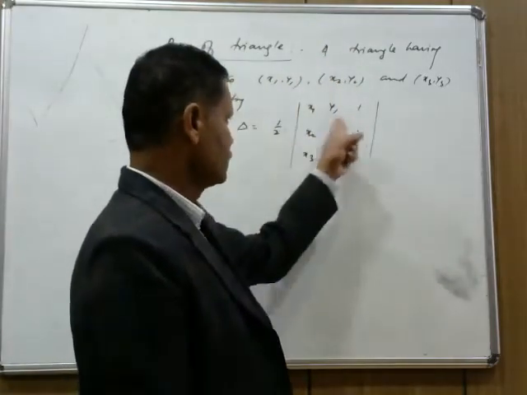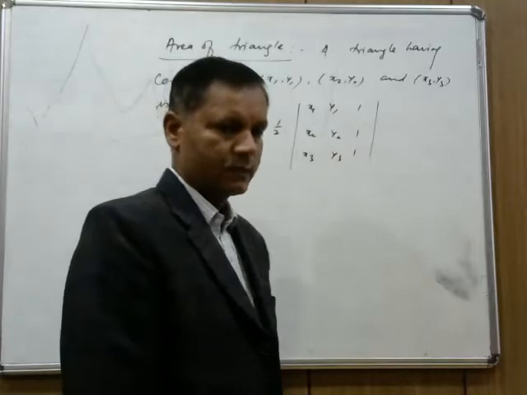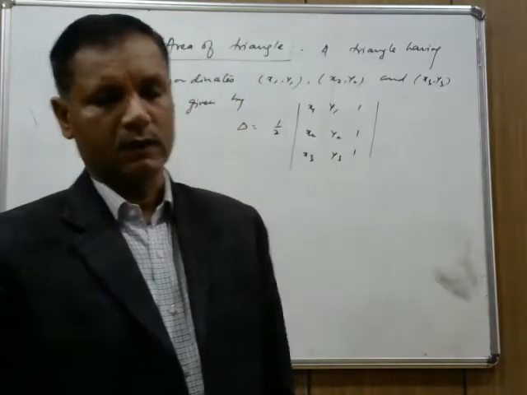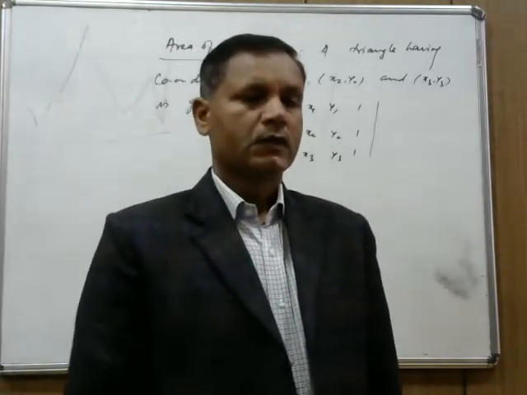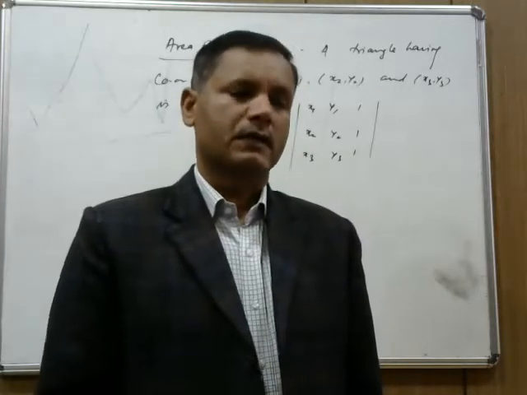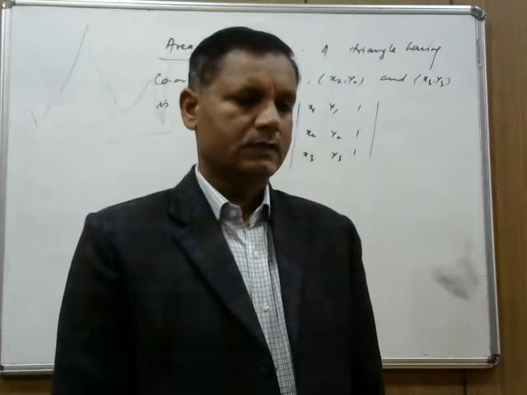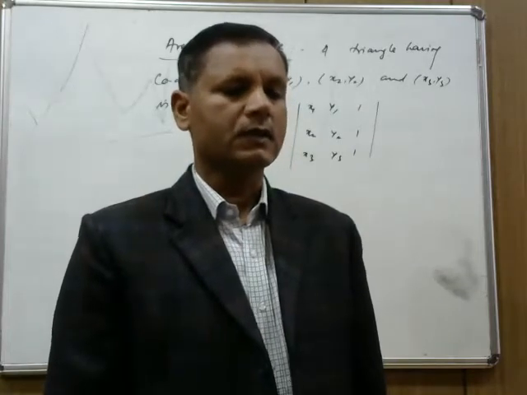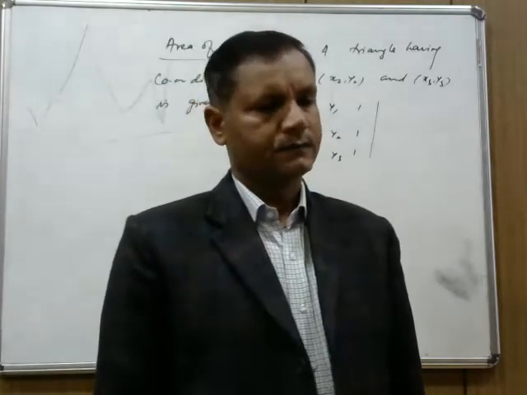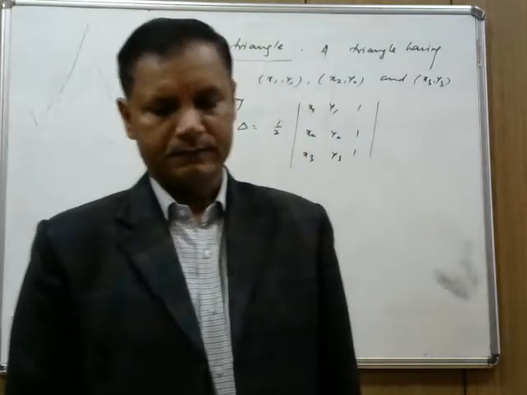And sometimes when the area of the triangle is given, and out of the three corners any two are given, you will be asked to find the third coordinate. In that case, you have to use both plus and minus to find the value of the missing coordinates. Okay, that we will take care of.